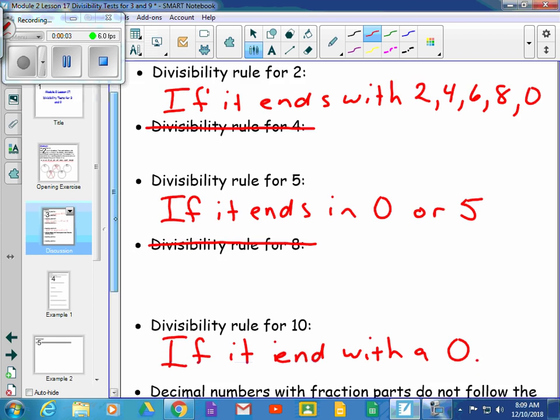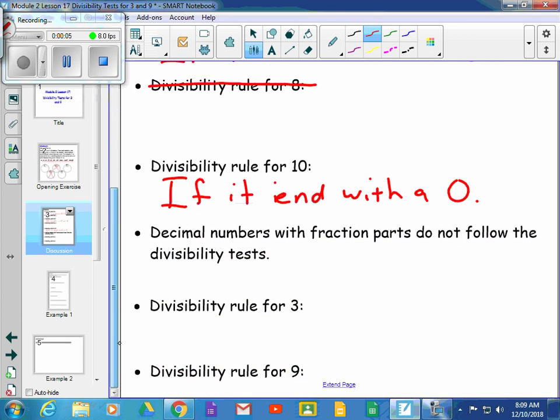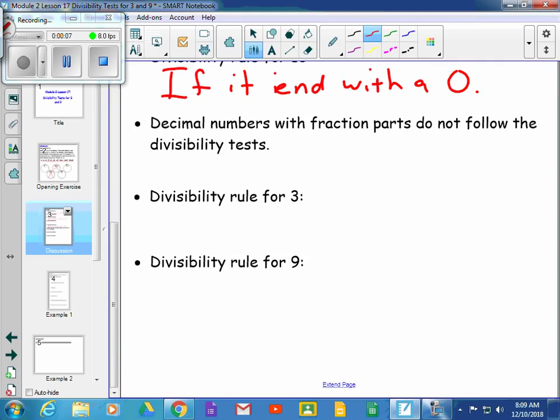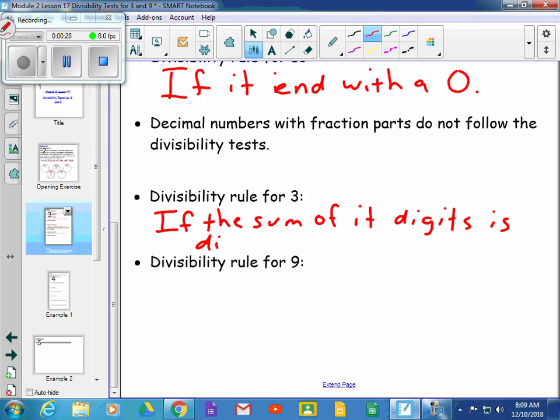Okay, next I want you guys to go back to the page that has the divisibility rules. And we're going to talk about the divisibility rule for 3 and for 9. Divisibility rule for 3, that means a number can be divided by 3 if the sum of its digits is divisible by 3.